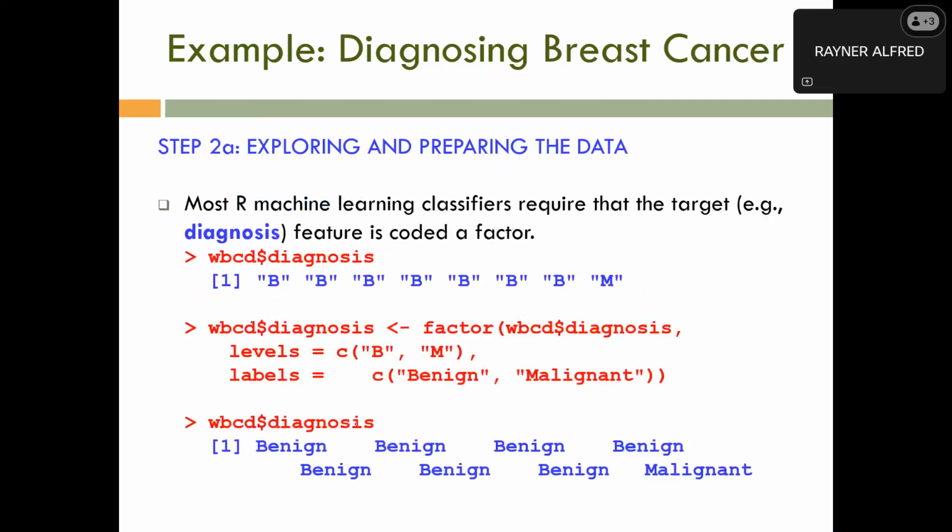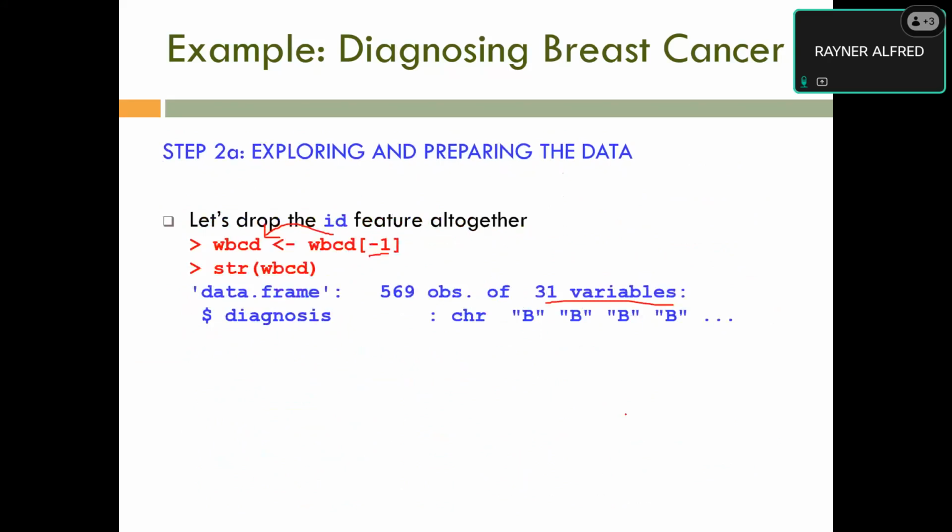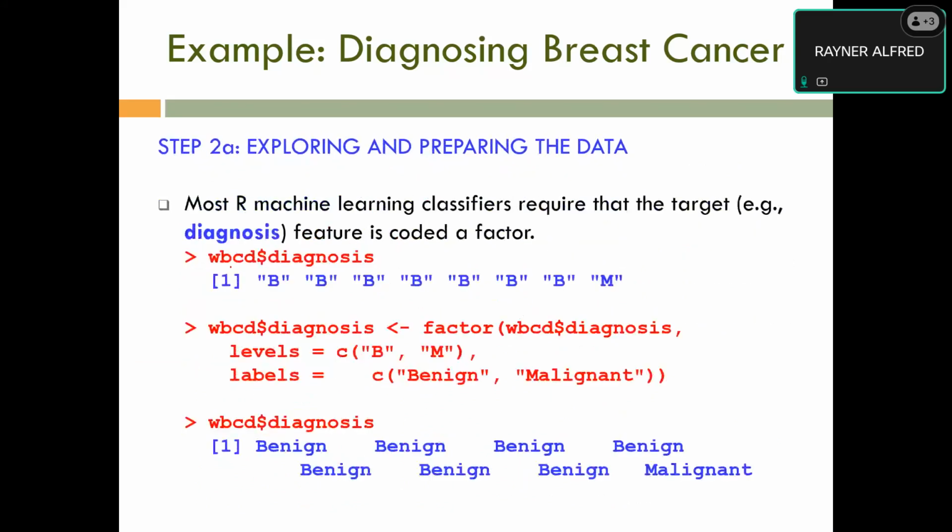Okay, if you look at here, our label is supposed to be this one, but this is character. So we want to change this one to label. Okay, so we can use this one. We check what the values for the diagnosis are. They are in string of character. So we want to change this one to a factor, and this is the label that we have.